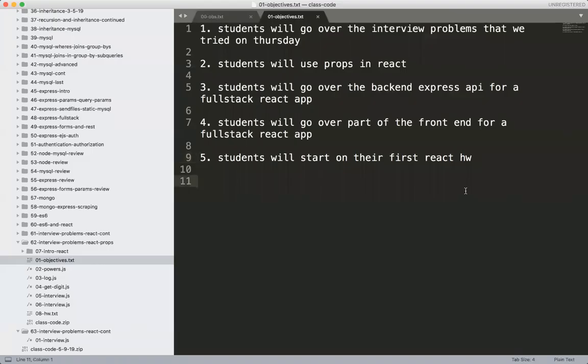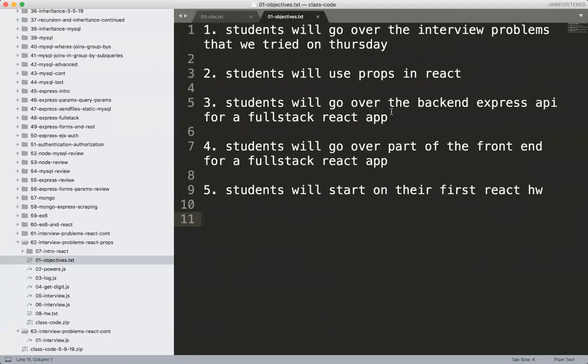All right. Aaron, you want to read the first one? Yeah. Students will go over the interview problems after you try it on Thursday. Yeah, so I broke down the second one a lot, and we'll go through the thought process behind it. And then number 2, let's go to Qua.